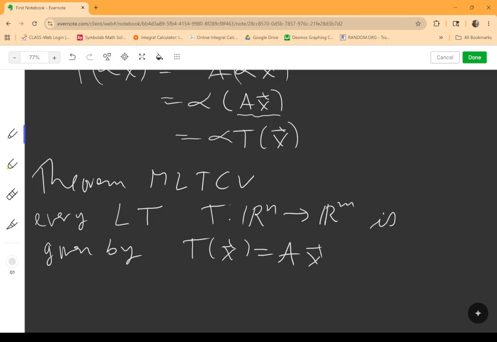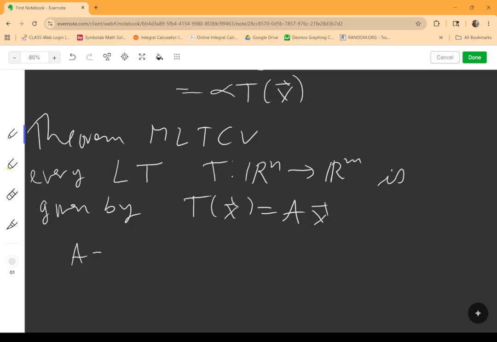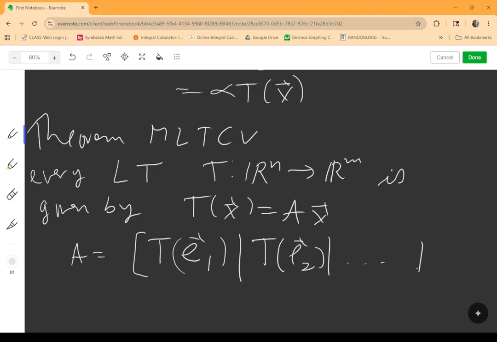Now we can construct the columns of A simply by taking the outputs of the standard unit vectors. So one way that you can construct A is by taking the output of T of e1, that'll be your first column, T of e2, that'll be your second column, etc., until you get to T of en, and that'll be your nth column.